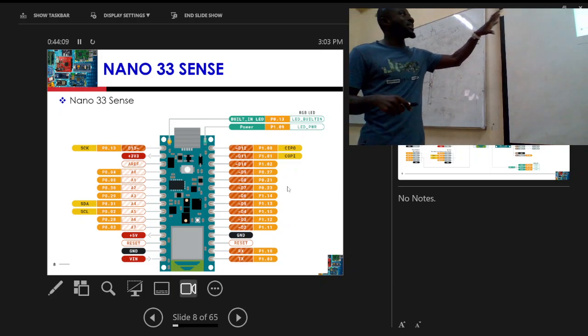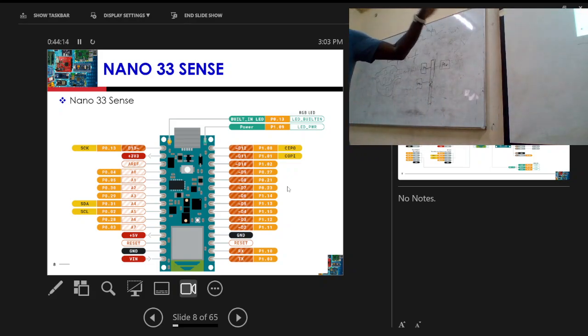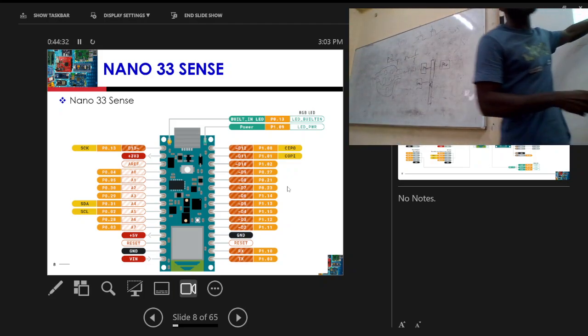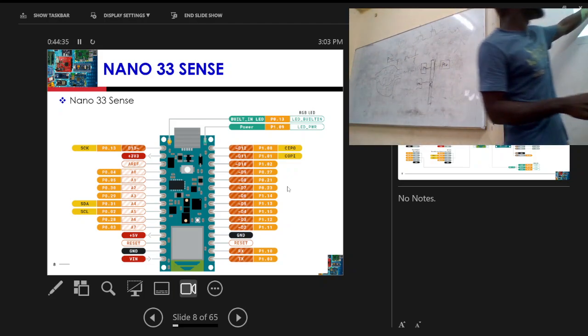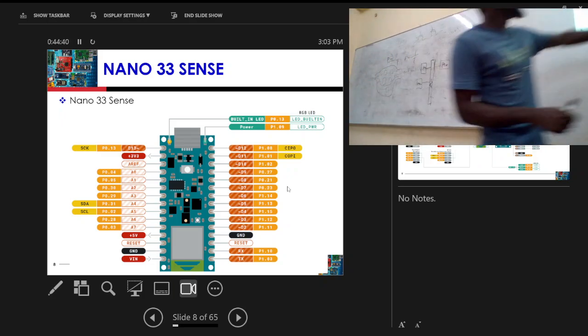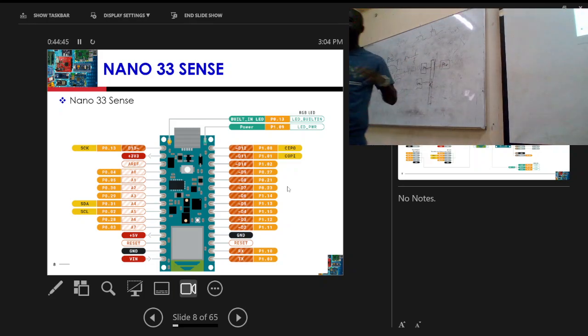So this is known as the pinout diagram. As an engineer, you should be able to read a pinout diagram and know what each of the pins does, whether a pin is an analog pin or a digital pin, and what that means. Once you see this color, it means it's an analog pin. We have analog pins from A0 to A7. And once you see the deep red here, those are digital pins. So we have D12 to D2 and so on.